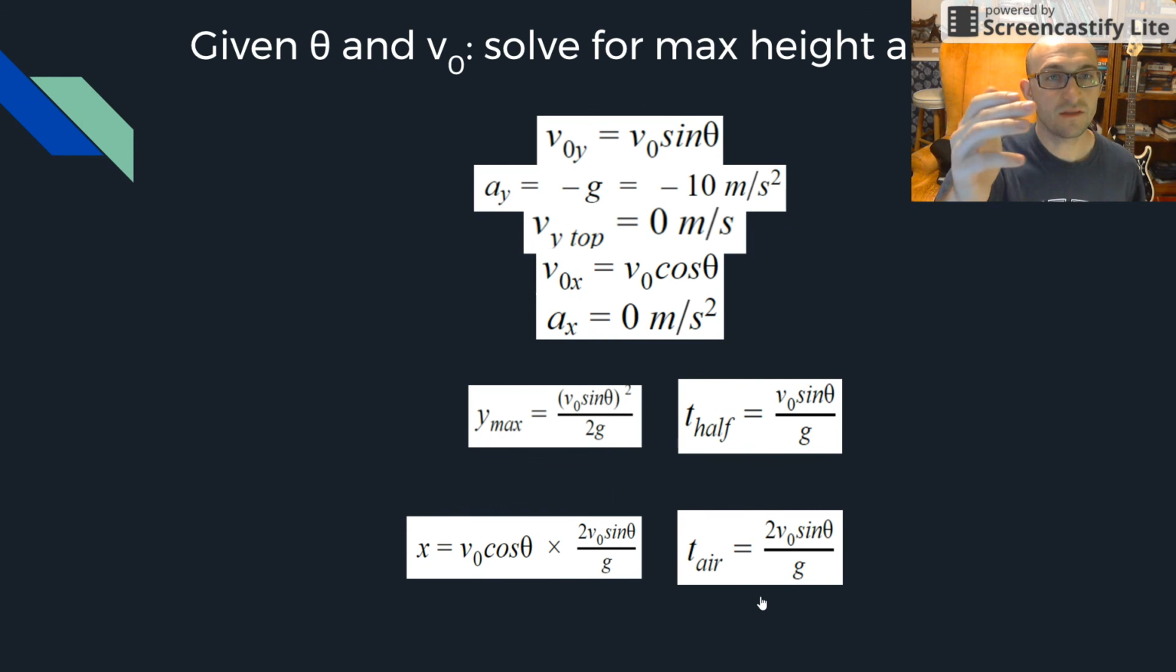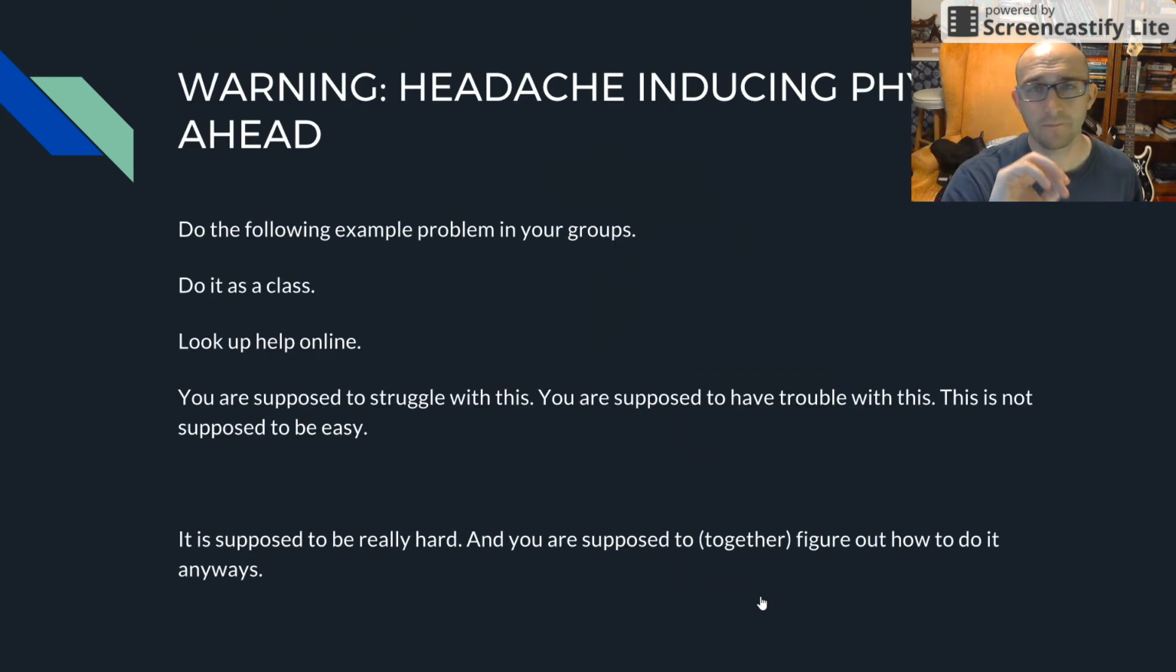So using these 1, 2, 3, 4, 5 pieces of given information or figured out information, I've solved for these 4 pieces of information: the max height, the time when it's at the max height, the max range, and the time at the max range. In other words, how long it's in the air. And I'm done.